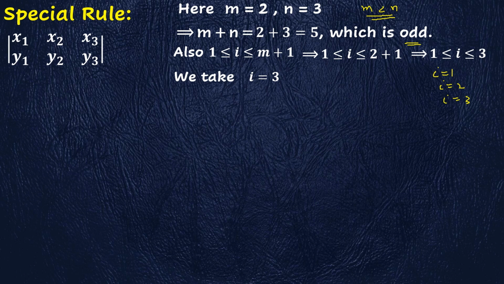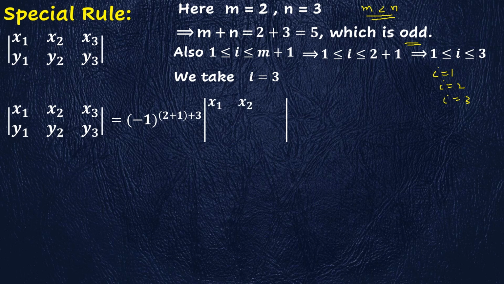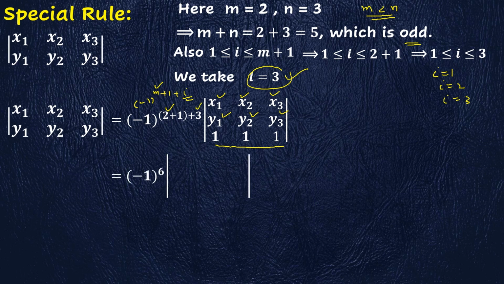In this case, we take I is equal to 3. So this 2 cross 3 determinant can be written as minus 1 raised to power m plus 1 plus 3, that is 2 plus 1 plus 3, into this 3 cross 3 determinant x1, x2, x3, y1, y2, y3. Note that a row has been inserted at place 3. Also note that the formula was minus 1 raised to power m plus 1 plus I. M has been replaced by 2 and I has been replaced by 3. We can write it in this form after simplifying.